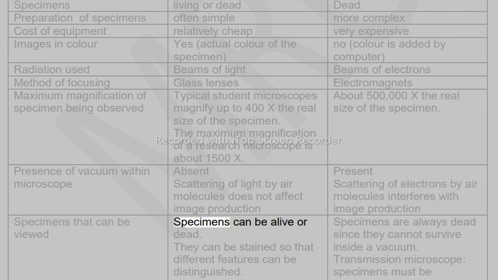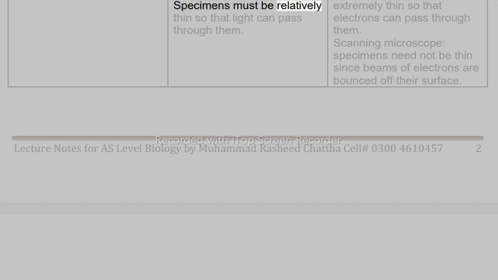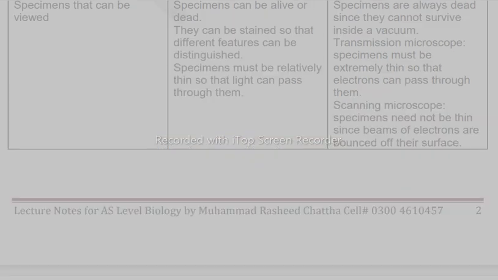Specimens that can be viewed. In the light microscope, specimens can be alive or dead. They can be stained so that different features can be distinguished. Specimens must be relatively thin so that light can pass through them. In the electron microscope, specimens are always dead since they cannot survive inside a vacuum. Transmission microscope: specimens must be extremely thin so that electrons can pass through them. Scanning microscope: specimens need not be thin since beams of electrons are bounced off their surface.